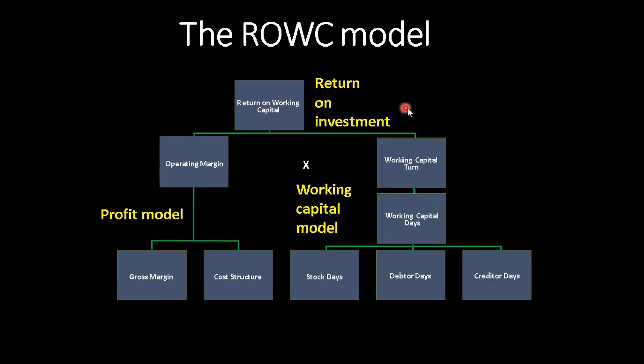The return on working capital model is basically linked to two key elements, the profit model and the working capital model. When we speak about the profit model, we speak mainly about our operating margin. And this element is impacted directly by how much we sell. That's what we call here the gross margin. And the cost structure is how much our costs are and where our costs are. That could be related to staff salaries and as well the infrastructure like rent, etc.